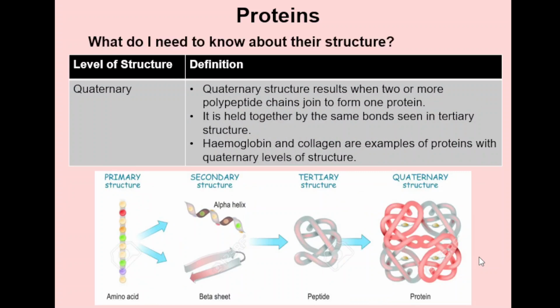And the last of our levels of structure is the quaternary level, and this is fairly straightforward. It results when two or more polypeptides join together to form one protein. And this is held together by the same interactions that we saw for tertiary. And a couple of examples that we often refer to with this are hemoglobin and collagen. These are both examples of proteins with a quaternary level of structure.